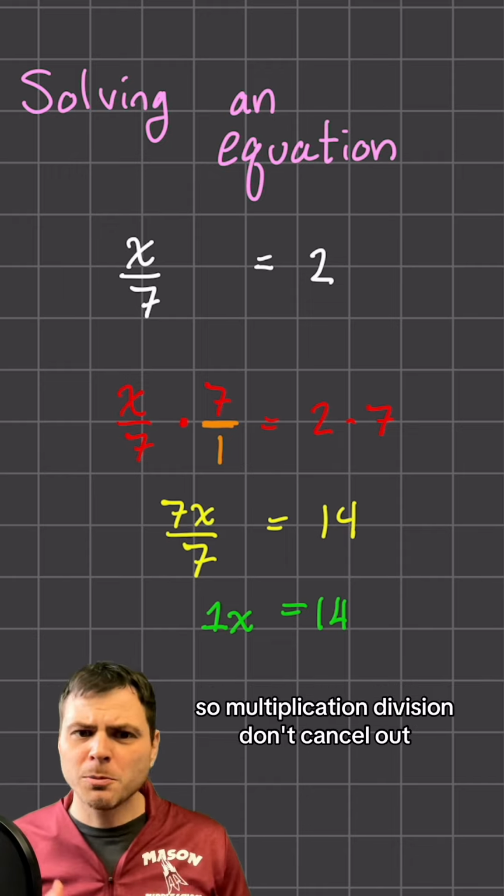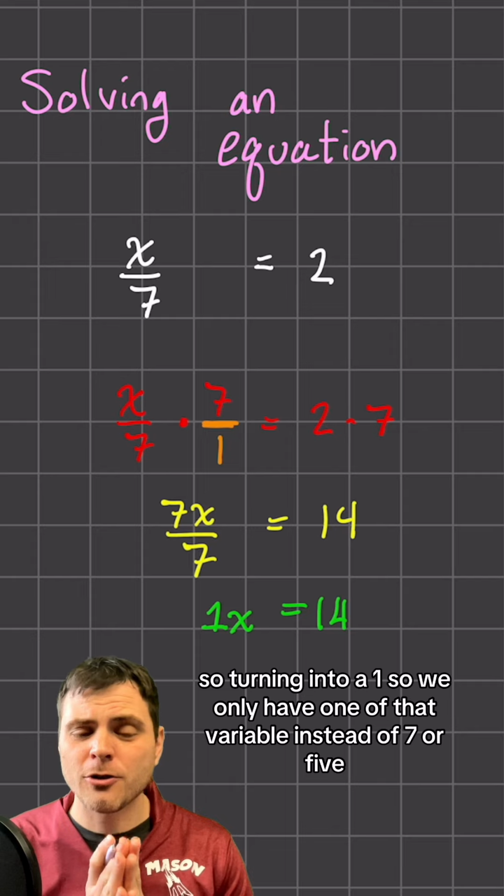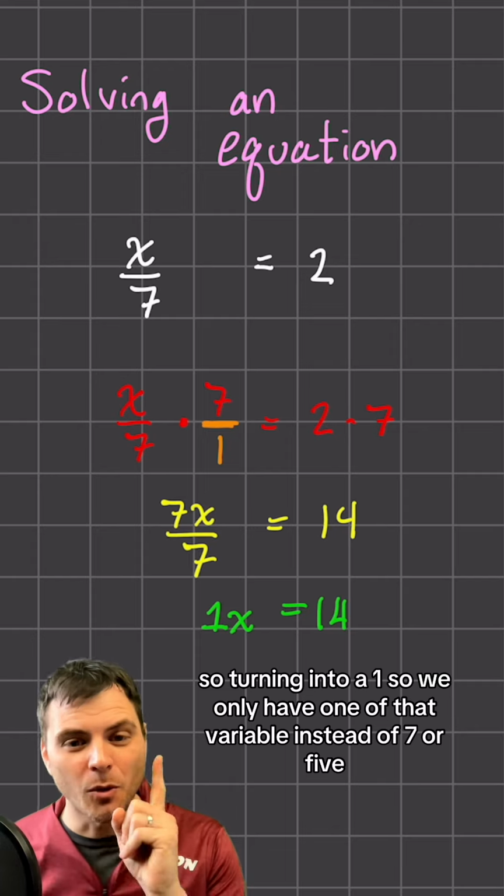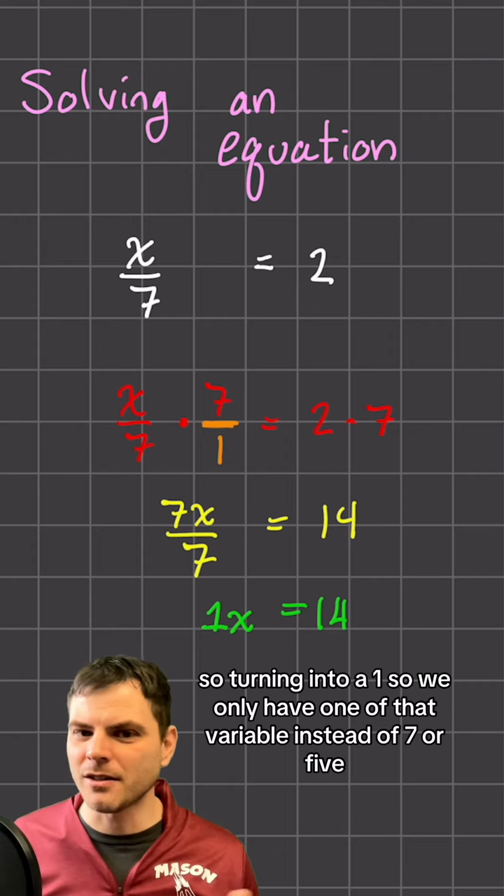So multiplication and division don't cancel out. They're turning into a 1, so we only have one of that variable instead of 7 or 5.